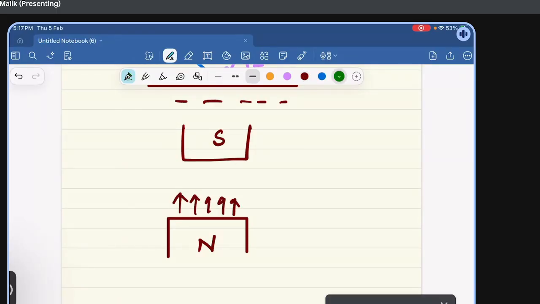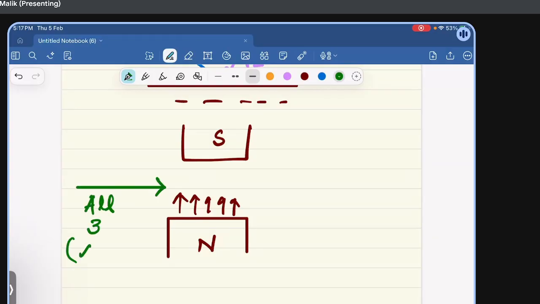Now I'm sending three radiations from here, all three. So I write here all three radiations: alpha, beta and gamma.